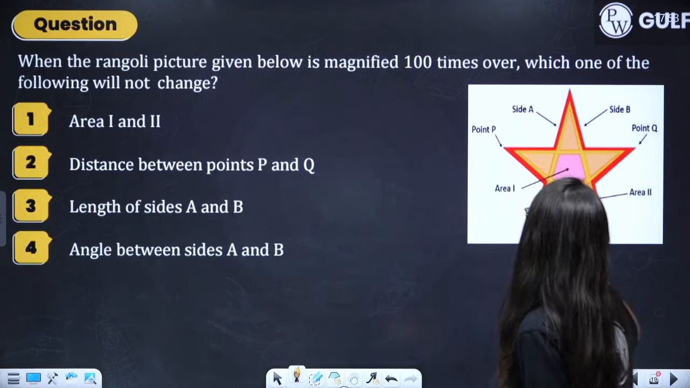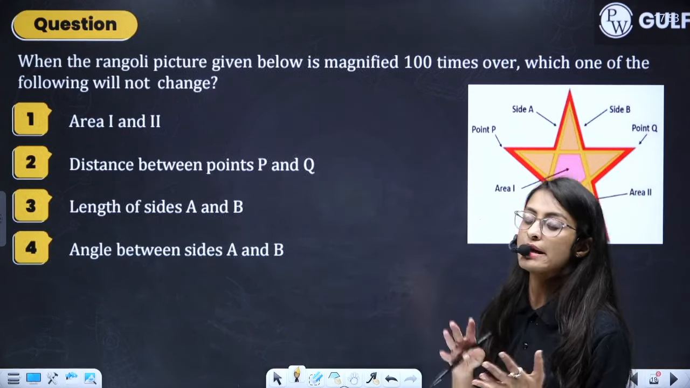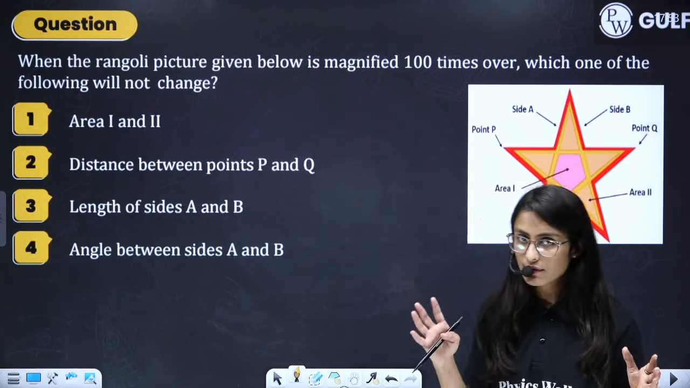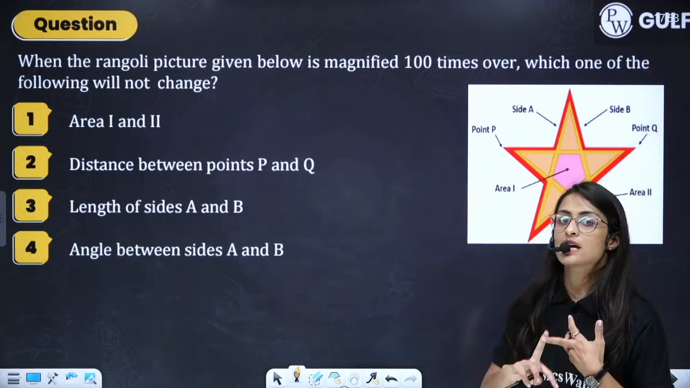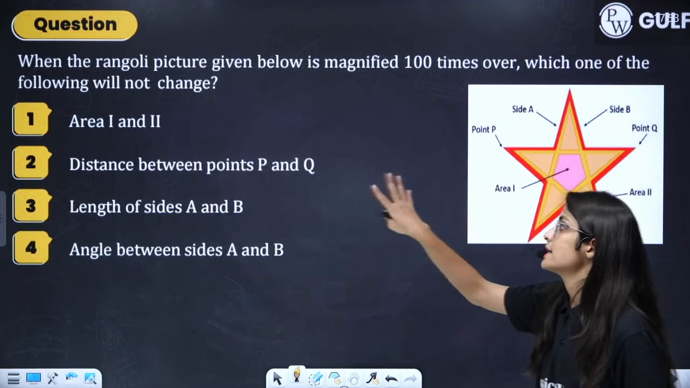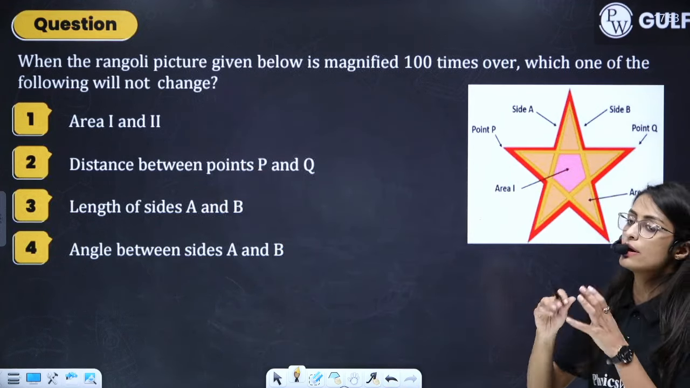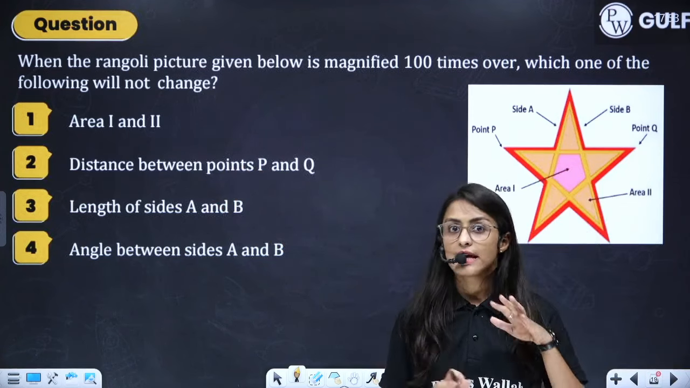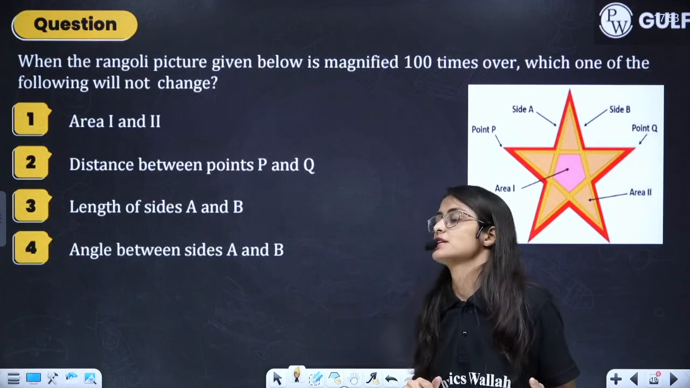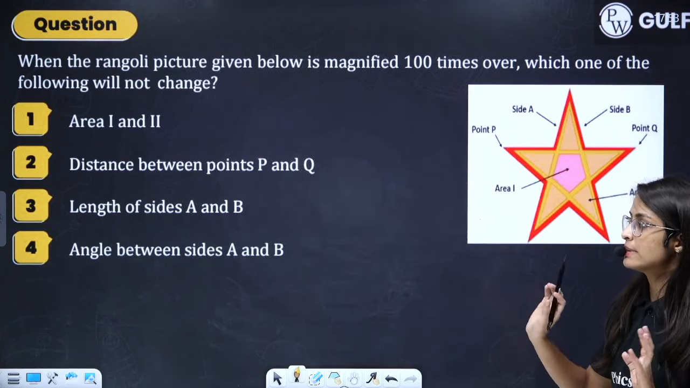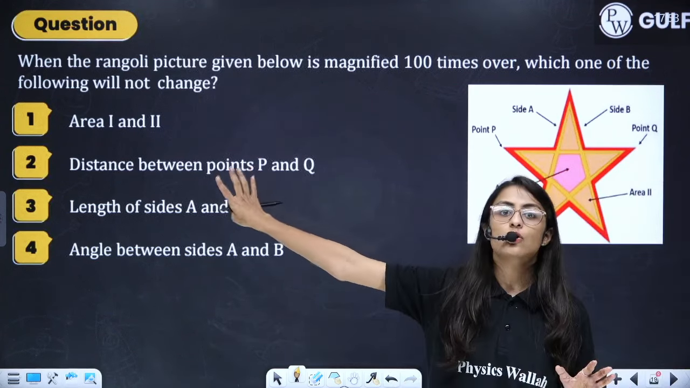So first of all, if I magnify this, the figure will be enlarged, will become a bigger one, right? So of course, the area changes. They are asking about area in option 1 and 2. But we know if we enlarge any figure, the area has to change, right? The area will be changed. So the area is changing, so we cannot go with option A.